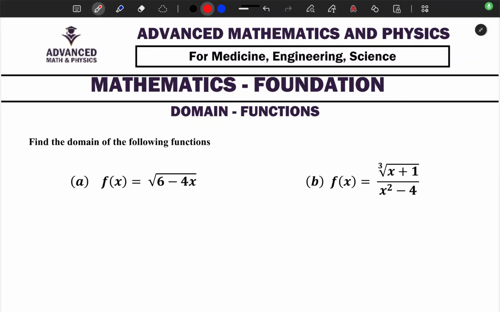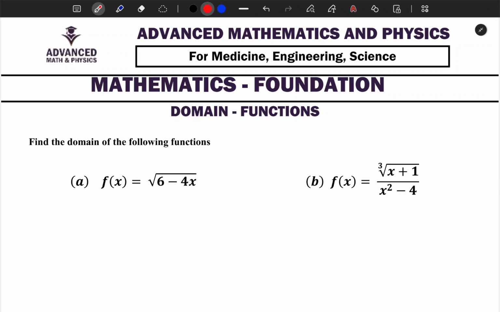Find the domain of the following functions. Okay, so we're looking at the domain of a function, and let's go. So A says f of x is equal to the root of 6 minus 4x. So what do we mean by domain?